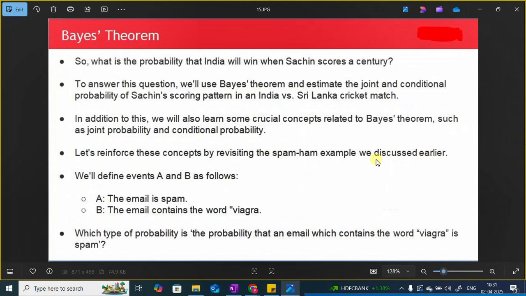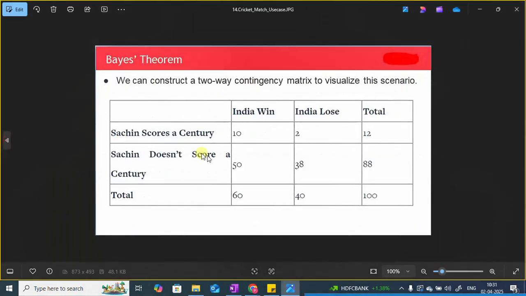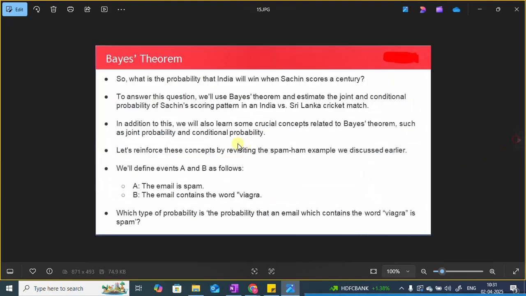Now let's move to the next one, Bayes theorem. Generally, what kind of question do we ask? What is the probability that India will win when Sachin scores a century? Sachin scores a century, provided India wins. India winning means 60, Sachin making a century means 10. So 10 divided by 16 is nothing but 1 by 6. Whatever you come up with is the probability, or you can multiply it by 100 to get the percentage. Clear? Now what is the other question?